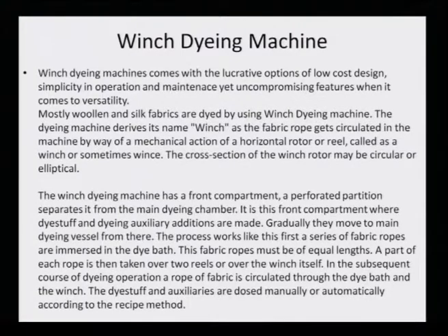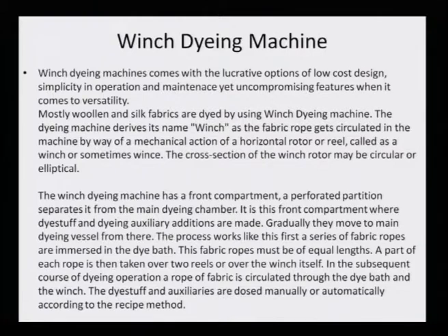The dyeing machine derives its name winch as the fabric ropes get circulated in the machine by way of mechanical action of a horizontal rotor or reel called a winch. The cross section of the winch rotor may be circular or elliptical. The winch dyeing machine has a front compartment. A perforated partition separates it from the main dyeing chamber. It is in this front compartment that dye stuff and dyeing auxiliary additions are made. Gradually, they move to the main dyeing vessel from there.